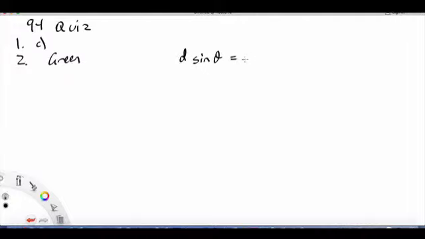These are the solutions to the quiz at the end of lesson 9.1. Now, number 1, the evidence that light is an electromagnetic wave is C. So, 2, we have green light and double slits. So we know that d sine theta equals m times lambda.